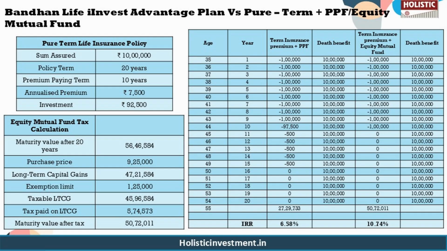of 6.58%. Interestingly, this is comparable to the 8% scenario of the Bandhan policy, yet PPF is a more safer government-backed debt instrument. But if you want to take a high-risk approach, you can invest the same amount in an equity mutual fund where the pre-tax maturity value could reach 56.46 lakhs. After accounting for capital gains tax, the post-tax maturity value stands at 50.72 lakhs, yielding an impressive IRR of 10.74%.